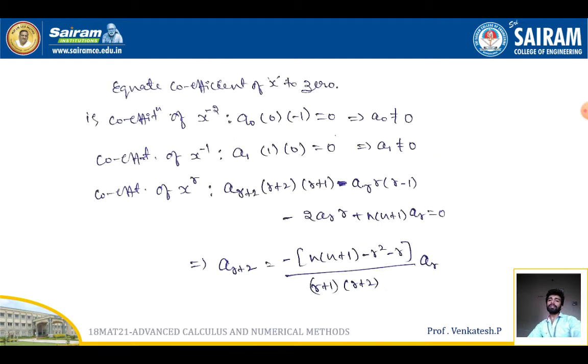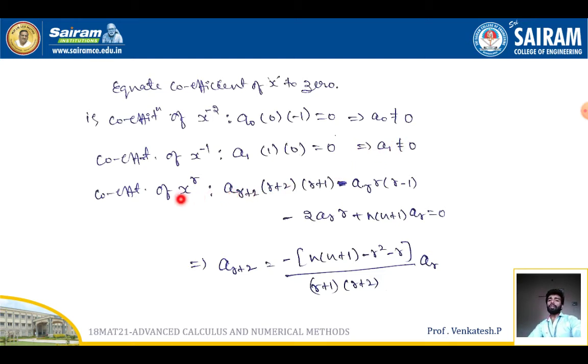That is, I will get a naught into 0 minus 1 is equal to 0. This equation is obtained when we replace r is equal to 0 in the previous equation, to find the coefficient of x power minus 2. So a naught into 0 minus 1 will be equal to 0, so a naught is not equal to 0. If I take the coefficient of x power minus 1, I will get a1 into 1 into 0 equal to 0. So a1 cannot be 0, so I will take a1 is not equal to 0 here.